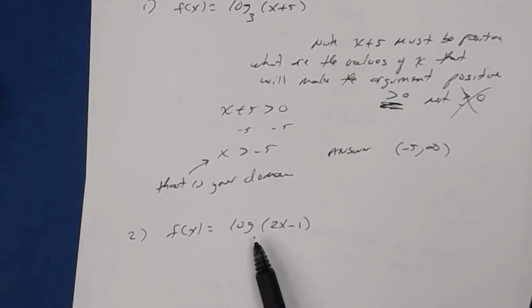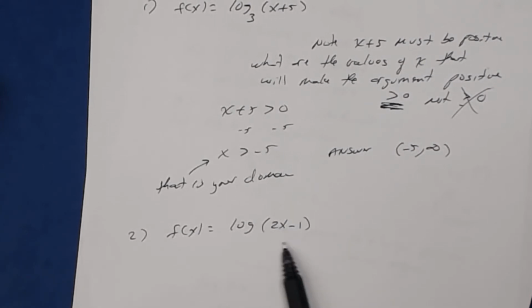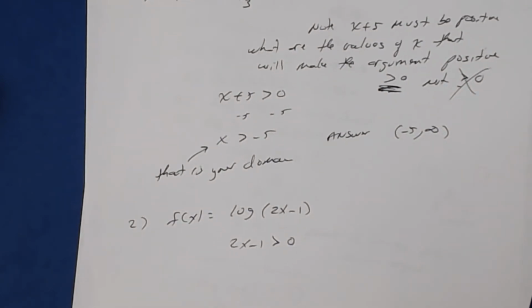So all you do to figure out the domain is look at the argument. Whatever I take the log of, this must be what kind of number? This must be a positive number. So you're going to say 2x minus 1 is greater than 0. And you solve this inequality for x, and you're done. That's how easy it is.